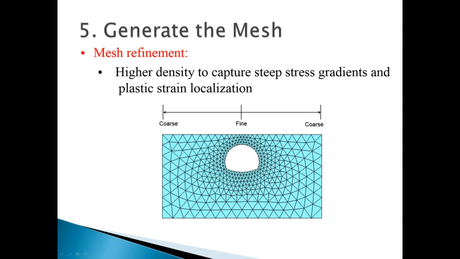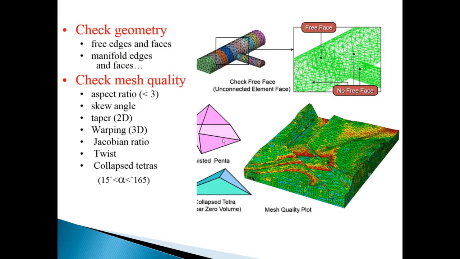And this is something that the program will typically do automatically. It'll sense where the meshing needs to be more fine. But this is also something that you can define on your own. And I'll show that to you in the tutorial that we have coming up.